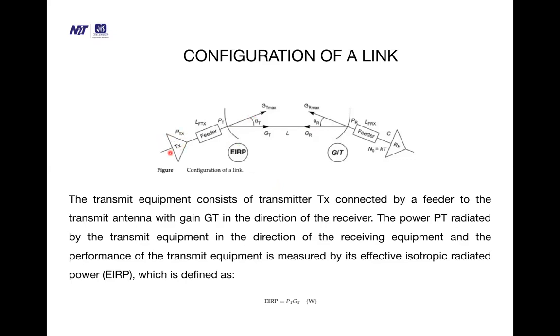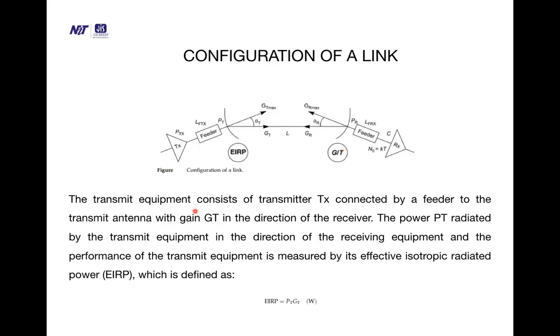It is the PTX, the transmitter output, but this PT is the transmitted power after the feeder, and there is a gain of the antenna. After multiplying with the gain of the antenna, the signal is coming from here. So these all play a vital role in the transmission and receiving section. So this total configuration is known as a satellite link.